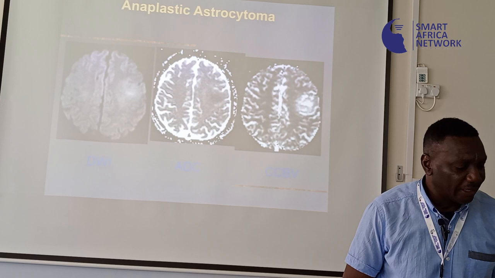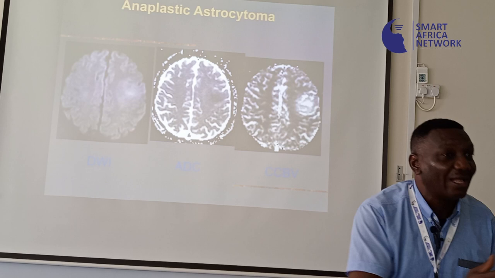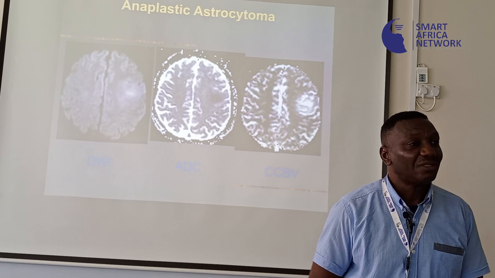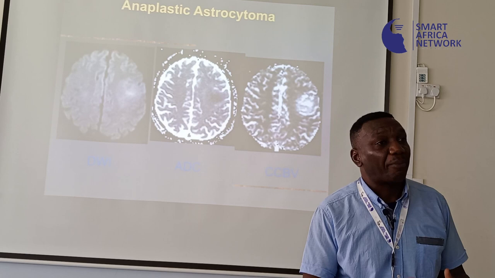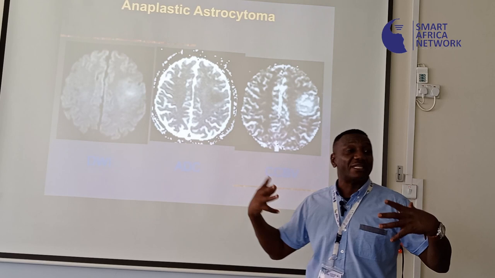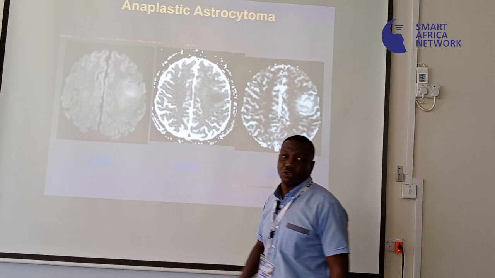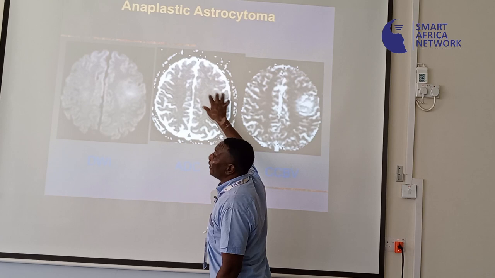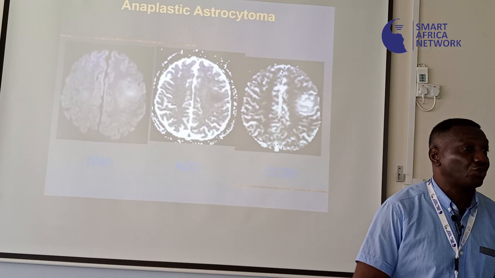The other sequence you also need to know is that you can actually calculate how much water is restricted. That's what we call the ADC, apparent diffusion coefficient. You can calculate the amount of restriction that is going on, and then see whether the white image you see is real or not. Usually when it is white on DWI, the ADC will give you a black space. Once you see that, you can confirm it is a true restriction. Those are the parameters we use.